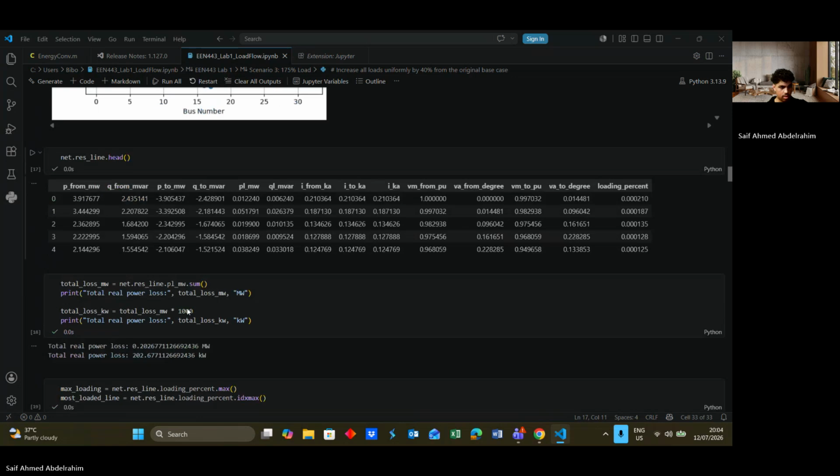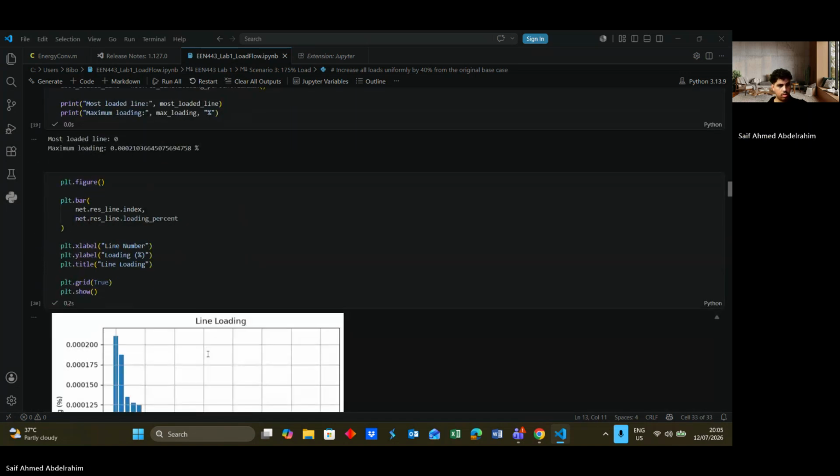So, as you can see here, the losses and line loading. I used the line results table to calculate the total real power losses. As you can see here, it's 0.2 megawatt, and I converted it to kilowatt. The most heavily loaded line was line 0, connecting bus 0 to bus 1. This line is near the source, so it carries the power required by most downstream loads.